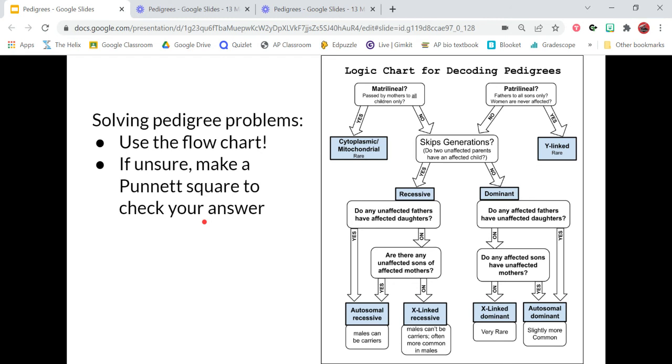So tips for solving these problems: use the flowchart. It is your friend. And if you're unsure, just make a Punnett square to check your answer. And if you guess at what the parents might be, you do your Punnett square and you get an impossible cross, and you don't see kids that are the right genotype, then you know that you must not have the right answer. So, okay, that's how you use pedigrees to try to figure out inheritance patterns of different traits. Good luck.